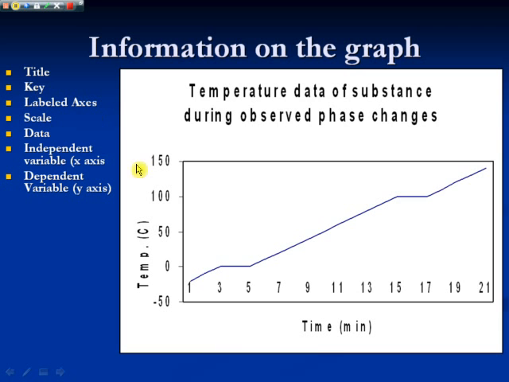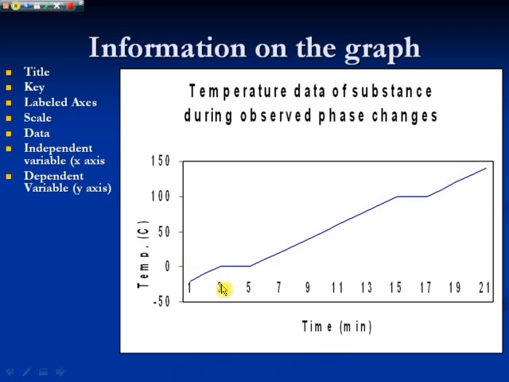You need to have a key if necessary. You know, if you have more than one line, you need to have a key. There only happens to be one line here. The axes need to be labeled. So you can see here that the y-axis is labeled temperature, and then in parentheses is the unit, so degrees Celsius. The x-axis is labeled time, and in parentheses then we have the unit minutes.